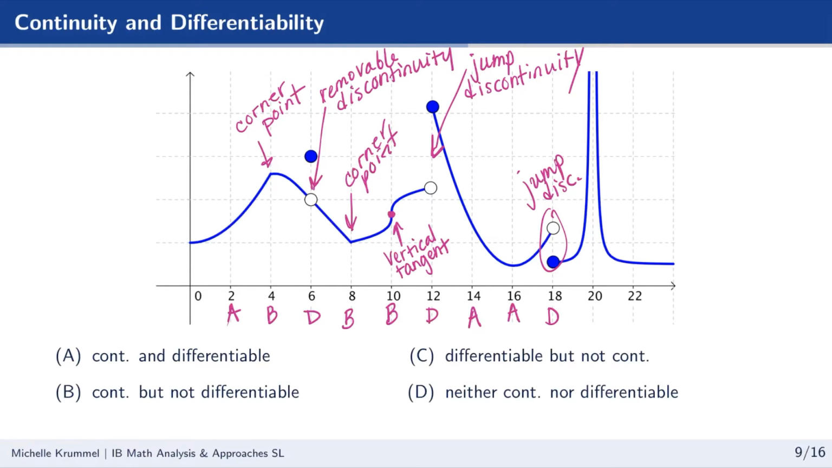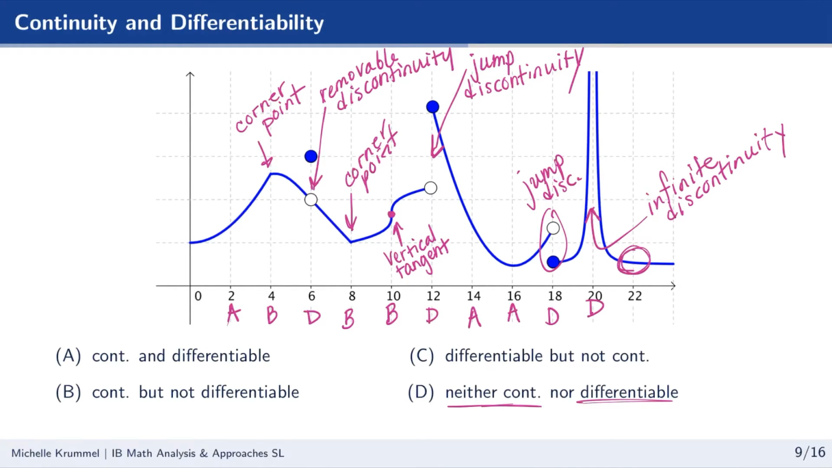Okay, 20. Is it continuous? No, this one is an, I don't know where to put the arrow, infinite discontinuity. We've talked about 4 different types of discontinuity, right? A removable discontinuity, a jump discontinuity, an infinite discontinuity, and an oscillating discontinuity. So vertical asymptote represents an infinite discontinuity. If it's not continuous, immediately it's not differentiable. So that's a D.